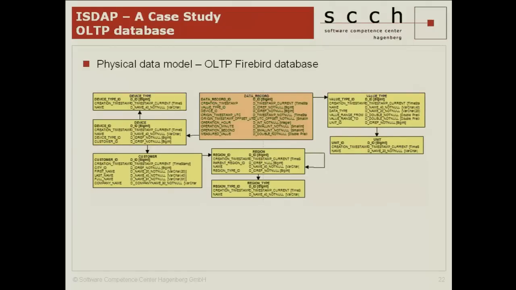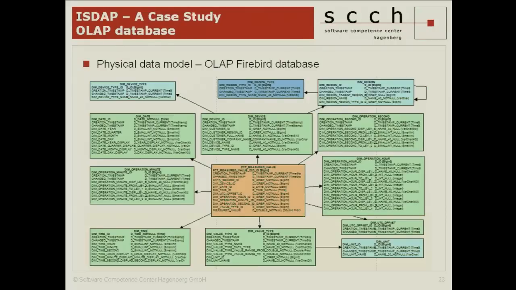We want to analyze things per region. A region can be a continent. A region can be a country, a state, down to cities, for instance. Yeah, different value types, temperatures, voltage, as I've already said. So that's pretty much the relational model for our transactional database.